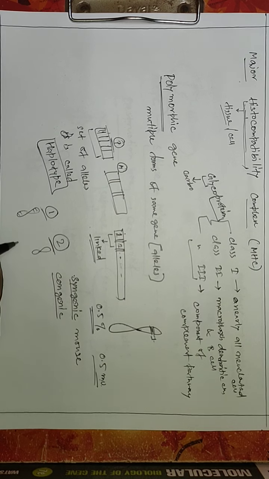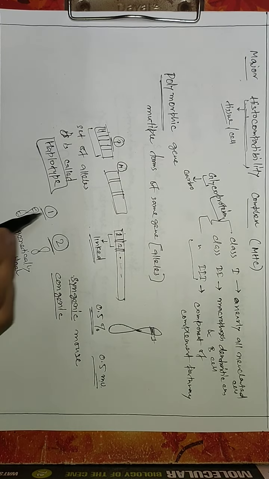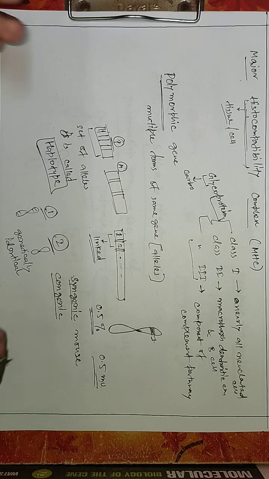You can say they are genetically identical. If two strains, first and second, are syngenic, that means all their genetic loci are identical.